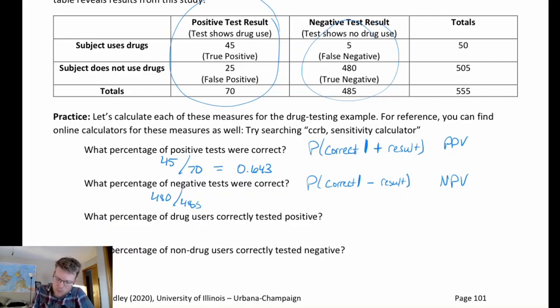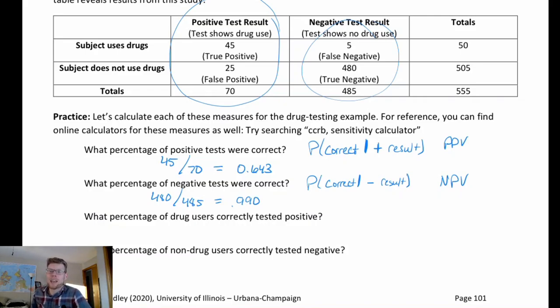That was a terrible, I don't know what happened to my 8 there. 485 is the negative predictive value. So I get 0.989 or 0.990, depending on how you want to round. 0.990, I guess, is the correct rounding.